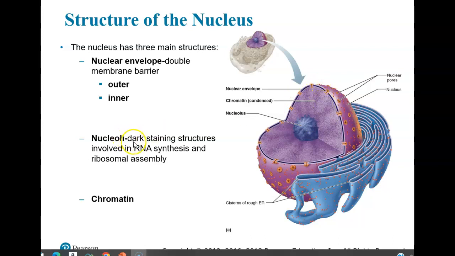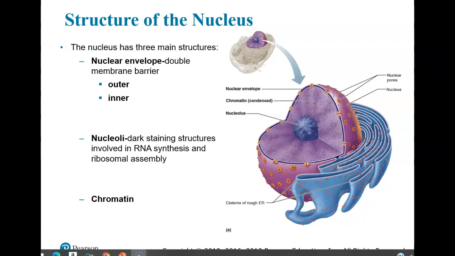Okay. And there's also the nucleoli, which is the dark staining component of the DNA. This is where the ribosomes are assembled. So the small ribosome components and the large ribosome components are put together. Chromatin is a condensed form of DNA.